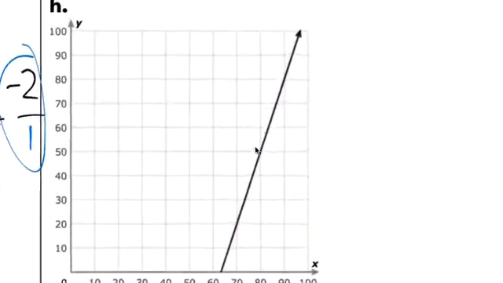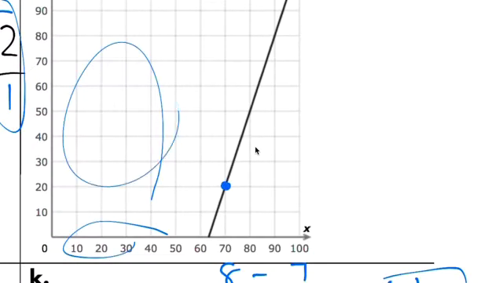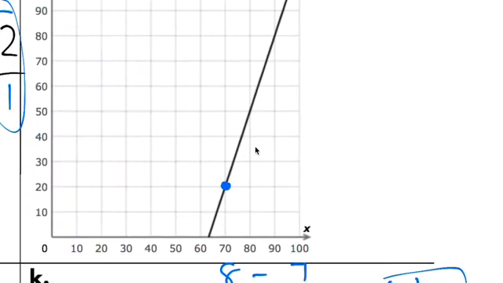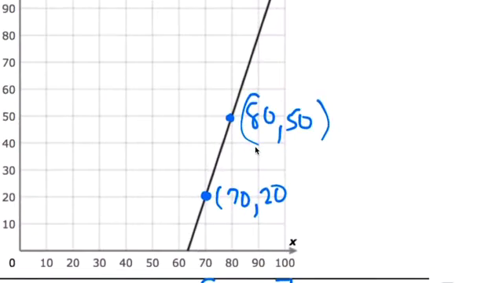H. Okay, the only number you can choose here is 70. Can't choose any of these because there's no graph there. 70 and 20. 80 and 50. Line's going up, so this is x sub 1, y sub 1, x sub 2, y sub 2.